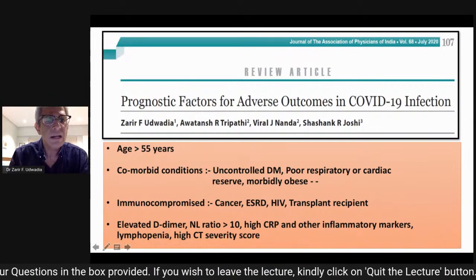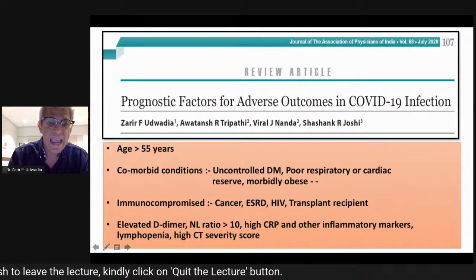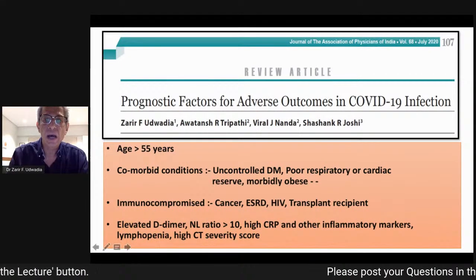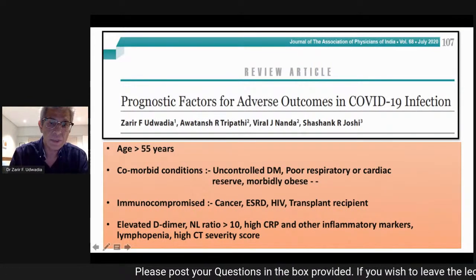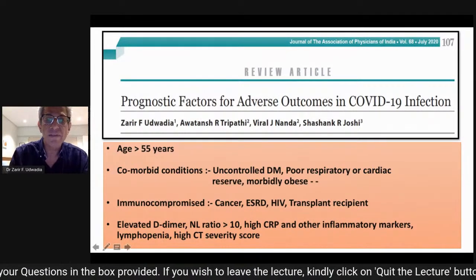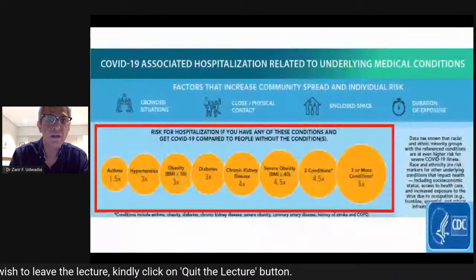Immunocompromised patients and certain lab parameters are very important. A very high D dimer, an NL ratio, neutrophil to lymphocyte ratio, more than 10, a high CRP, other inflammatory markers, lymphopenia, an absolute lymphocyte count less than 1,000 is always bad news, and a very high CT severity score, by which I mean more than 15 on 25.